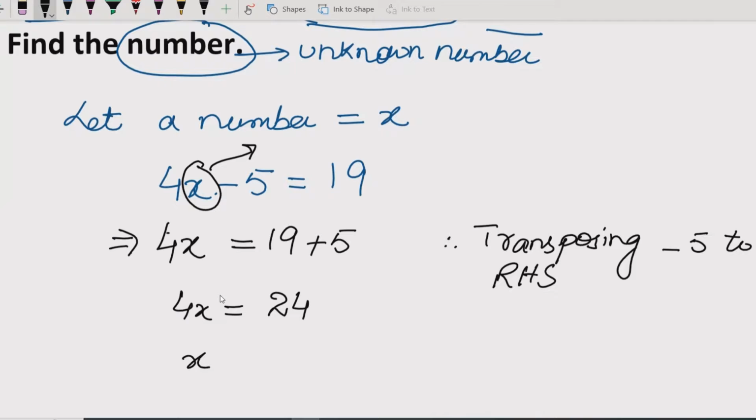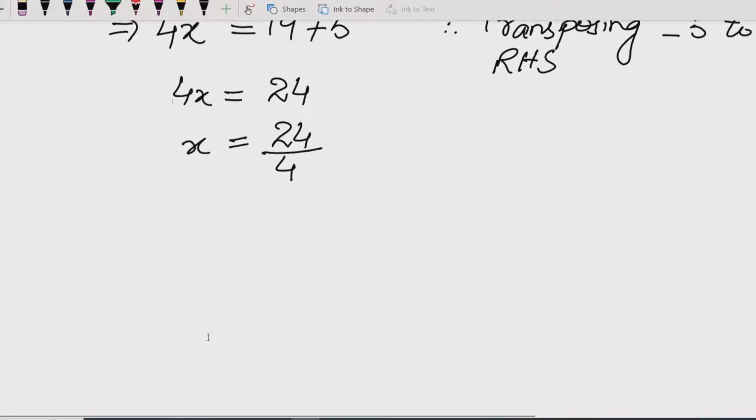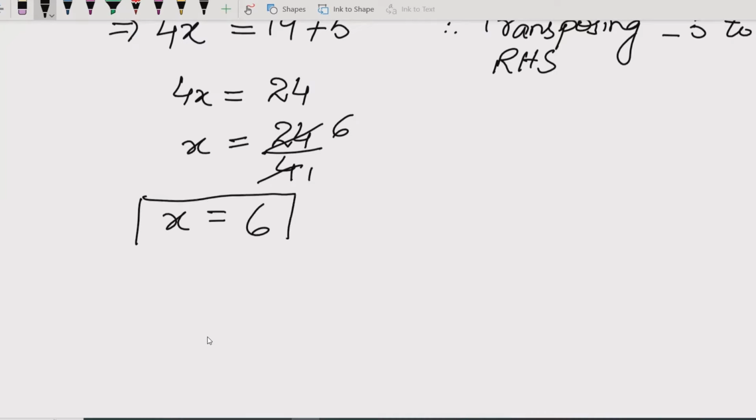And after that, we have to find out x. So we will write 4 on the other side and it will go into the denominator because it will be divided, because here we have the multiplication 4 multiplied by x. So now it will go on the next side, and on the next side it will get the division sign. So 24 divided by 4. And after that, you get the answer: x equals 6, because 4 sixes are 24. So the answer for the unknown number is 6.